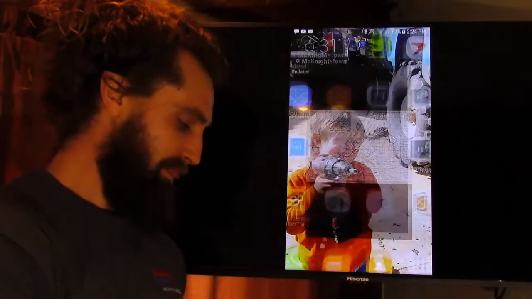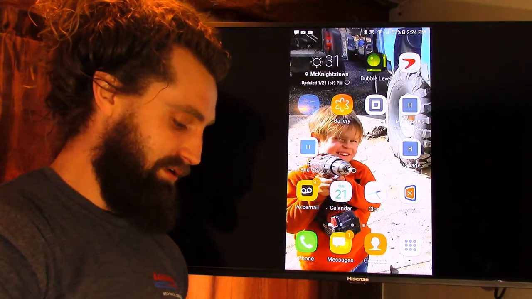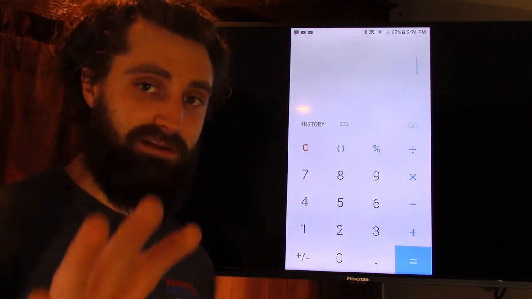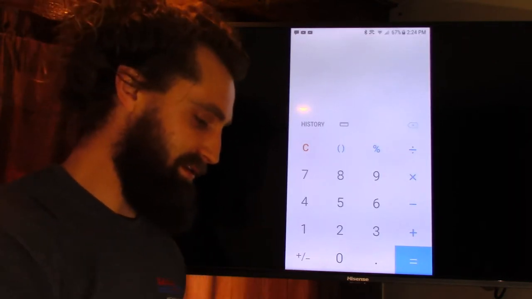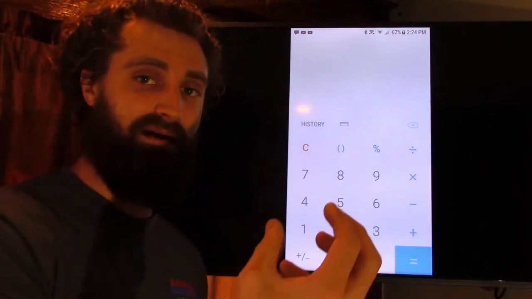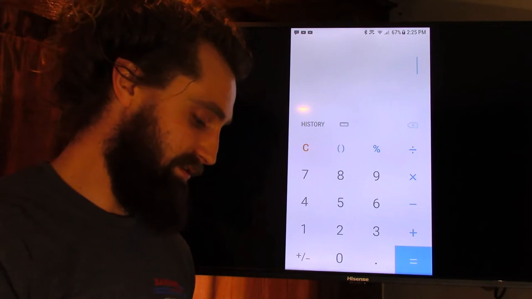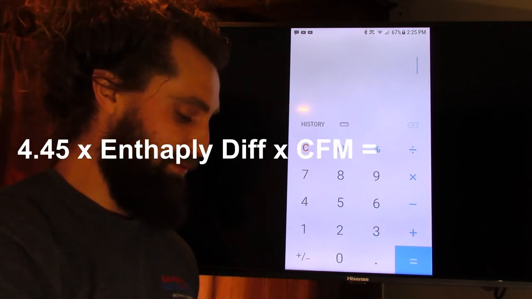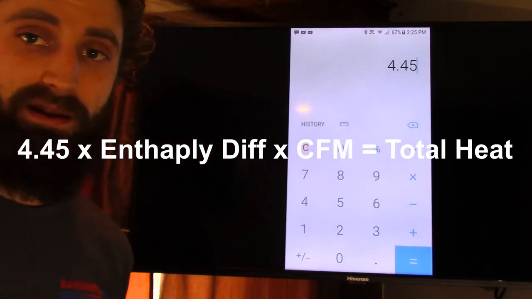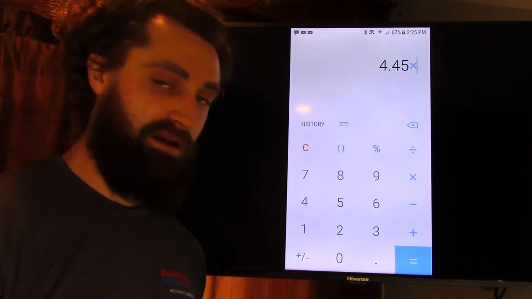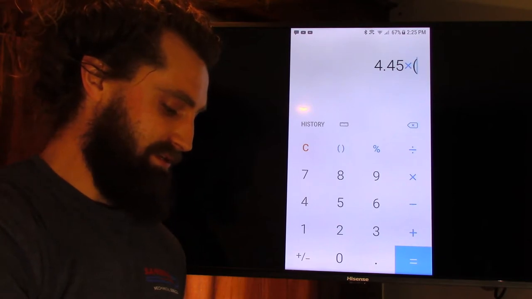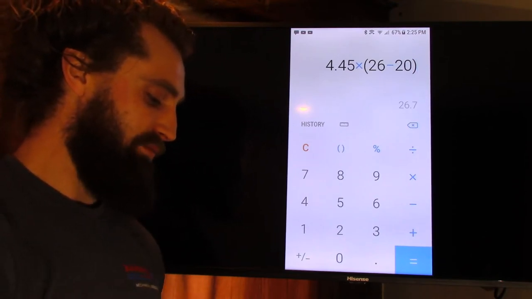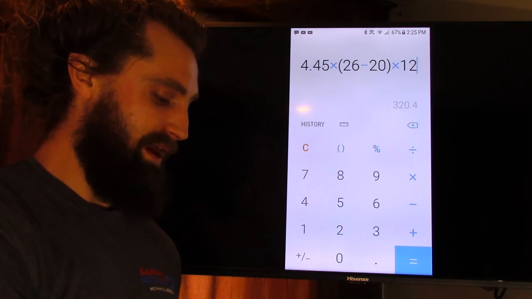So let's go back. And this kind of gives you an eye-opener as to how accurate you must be whenever you're using these charts. So this is our last formula, and this is our total BTU capacity. It takes into account the humidity, your sensible and your latent heat loss. Our constant number in this formula is 4.45. You want to remember that number, 4.45 times whatever that differential was. So I think it was the 26 minus the 20, okay? 6.